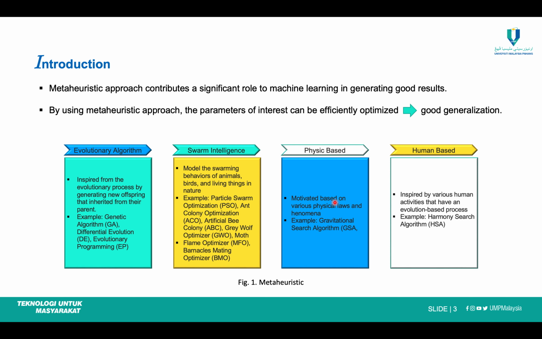The third one is physics-based. It is motivated by various physics laws and phenomena. For example, the gravitational search algorithm, big bang big crunch theory, and many more. And then finally, the human-based, which is inspired by the various human activities and interactions that we have, for example, the harmony search algorithm as well as teaching-learning-based optimization. So this is basically the overall categorization of the metaheuristics.